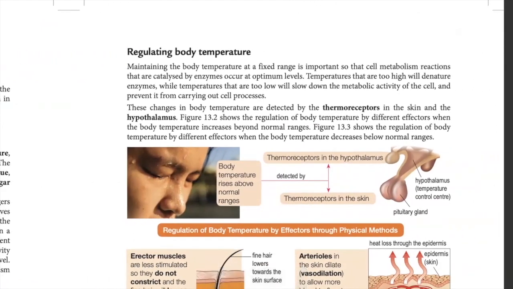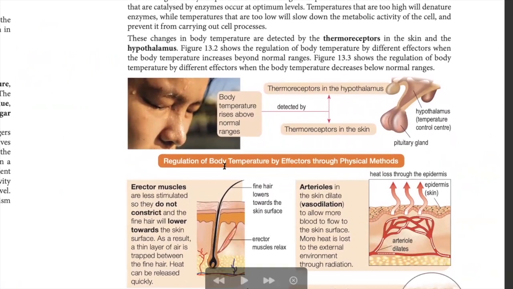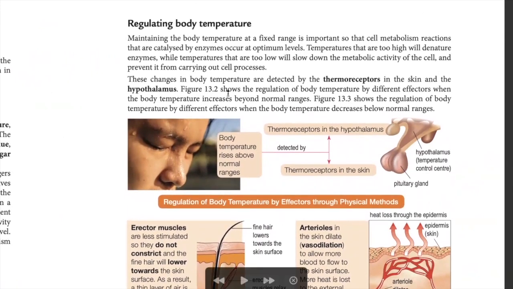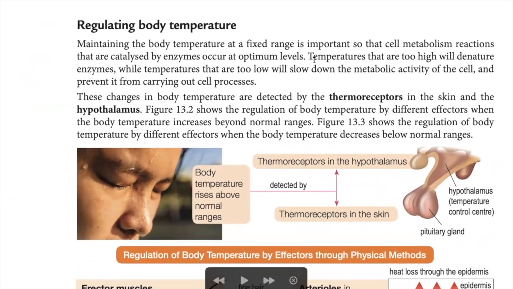So we go for the first example: how homeostasis takes place to regulate body temperature. Here they give you a few examples, so let's read what it says. Maintaining body temperature at a fixed range is important so that the cell metabolism reactions that are catalyzed by enzymes occur at optimal level. Temperature that is too high will denature the enzyme.